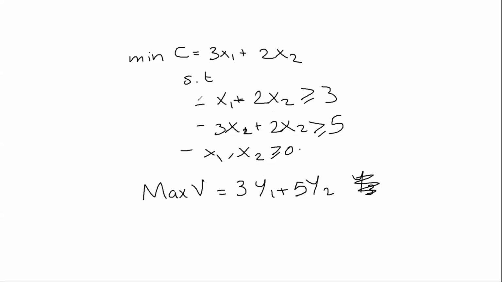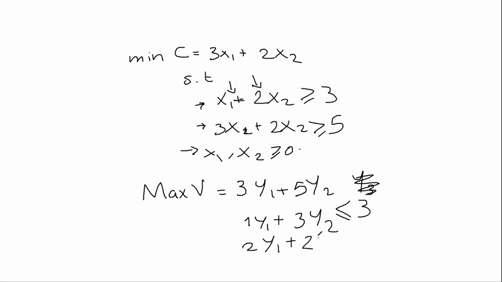Here, this is the first constraint, this is the second, this is the third. So I will have 1 y1 plus 3 y2. Because the primal problem is a minimization, it becomes less or equal to 3. And then I look at this one here: 2 y1 plus 2 y2 is less or equal to 2.